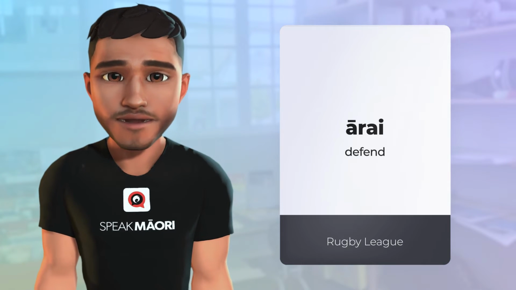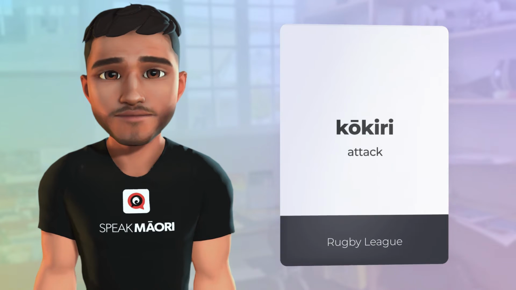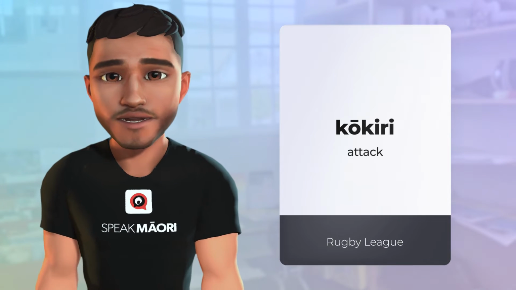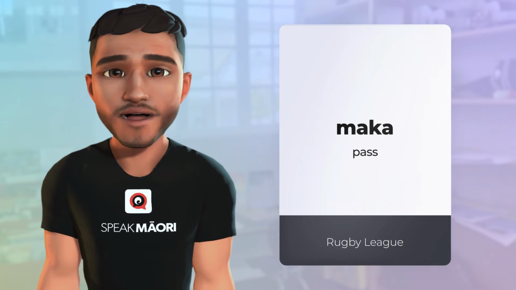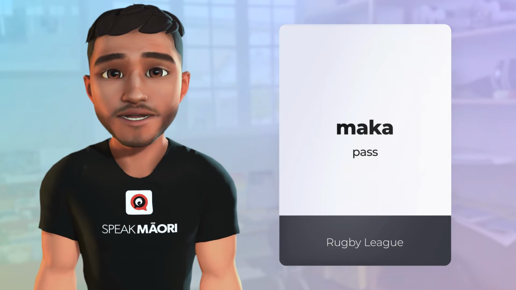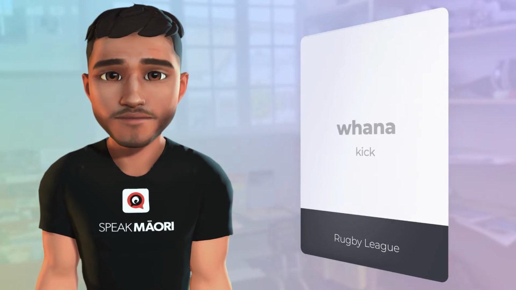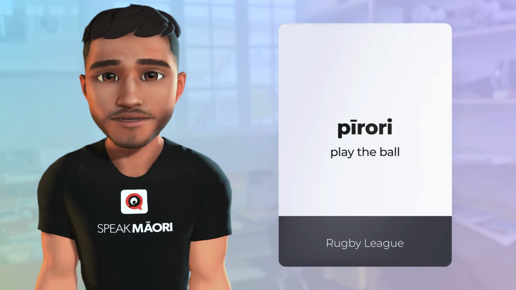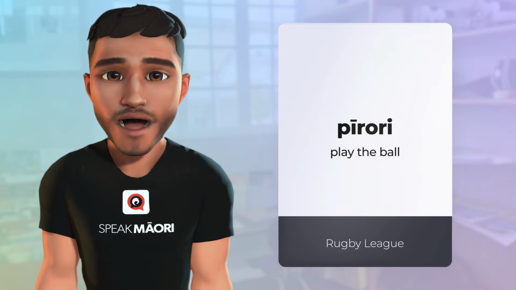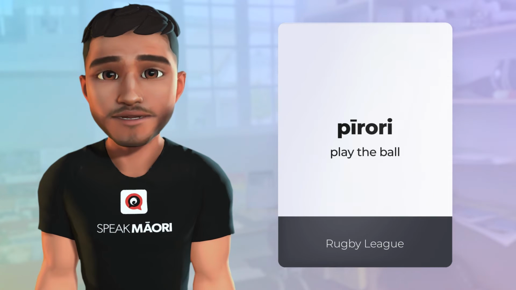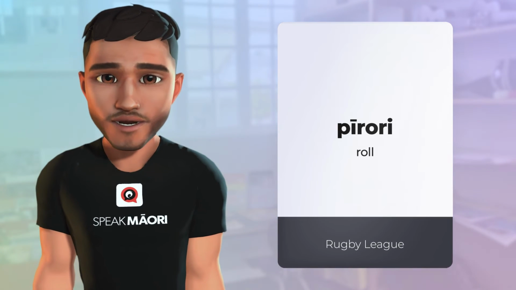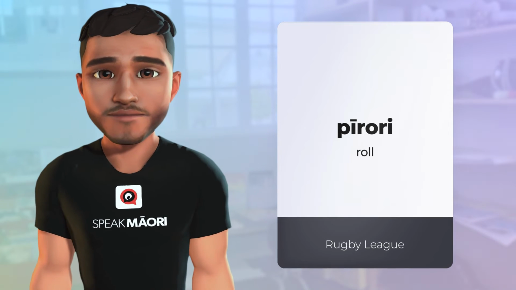Defending is known as arai, and attacking is kōkiri. Like rugby, maka is pass, and whana is kick. But unlike rugby, when you're tackled, there are no rucks, so you have to play the ball. This is known as pirori, which literally translates to roll.